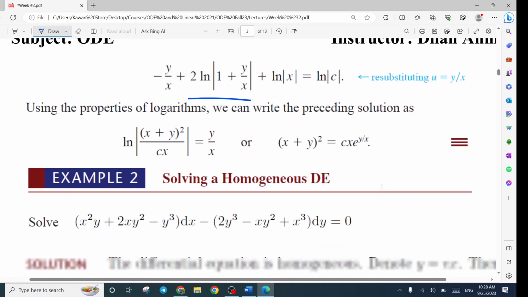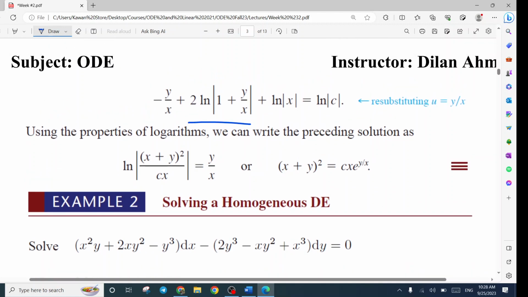Example 2. Is homogeneous or not? It is not separable, right? X plus y, we cannot separate them. So this is square, this is the cube. Sorry, this is t cube. How about here? Cube. Can I solve it by separable? We say no. So how do we solve by homogeneous? We say let y be ux.